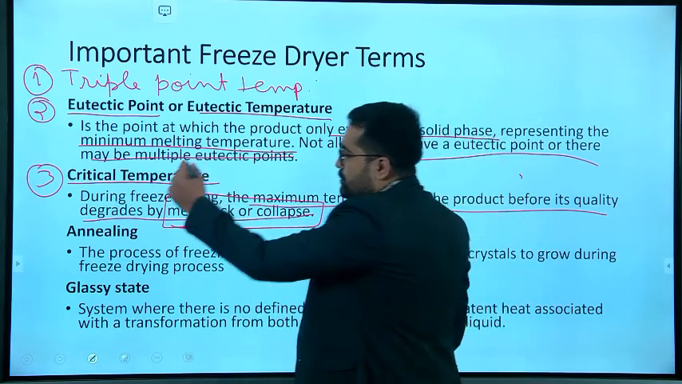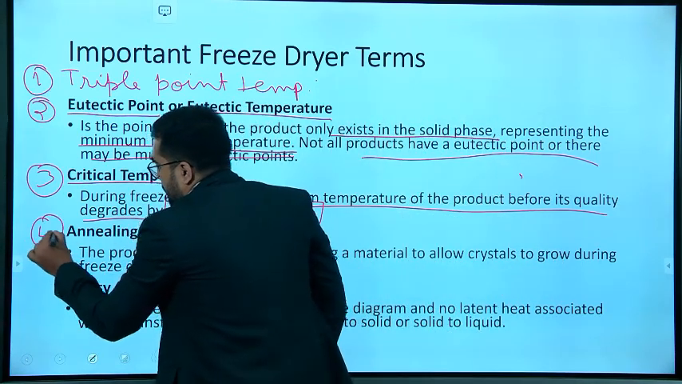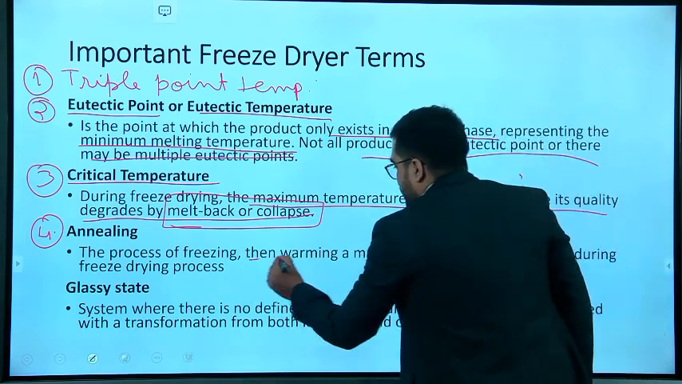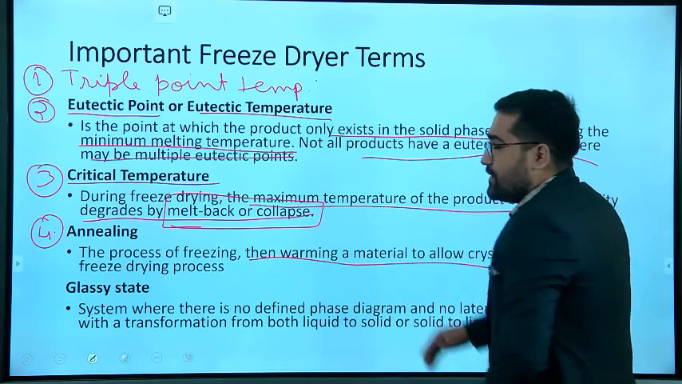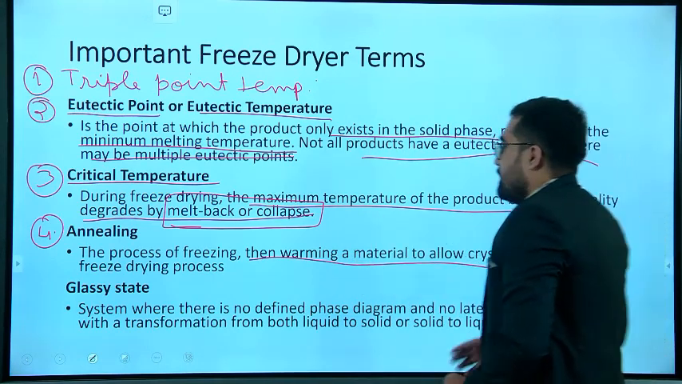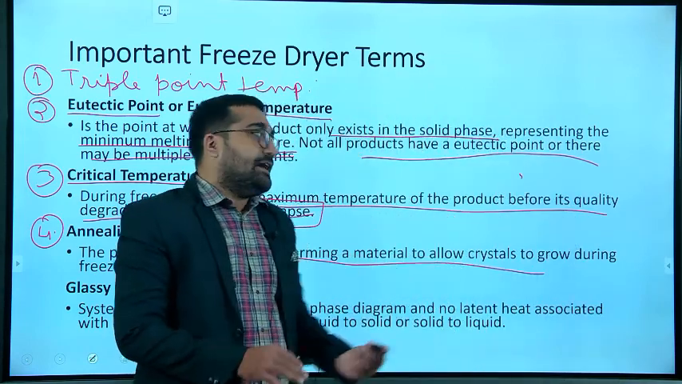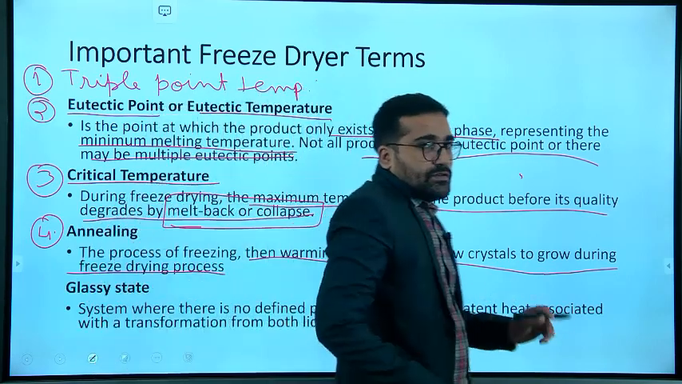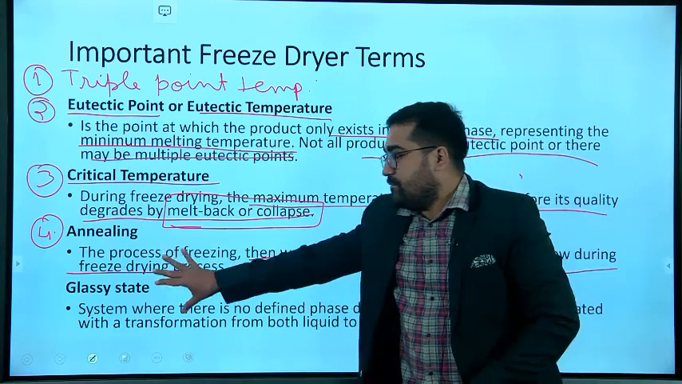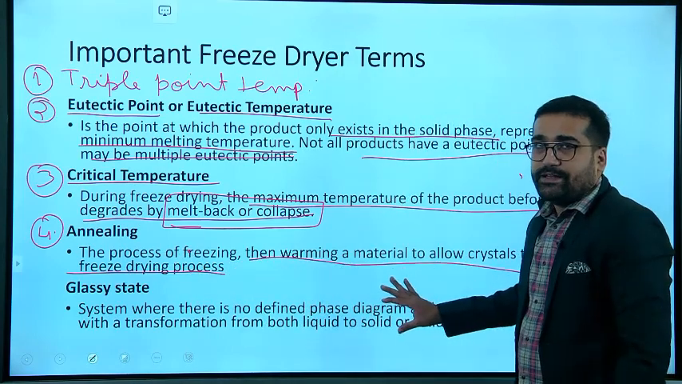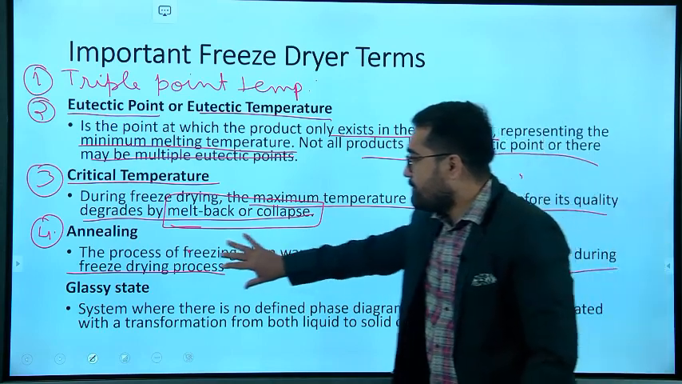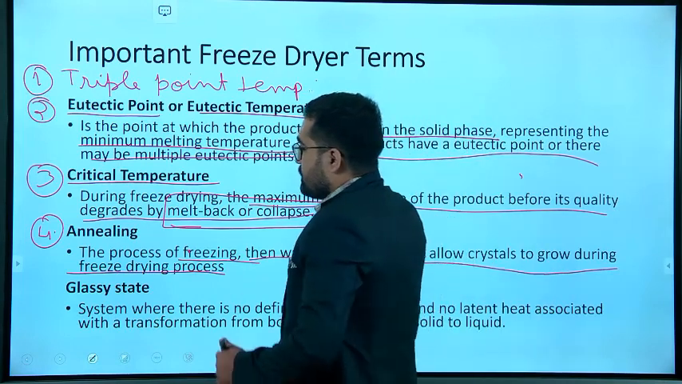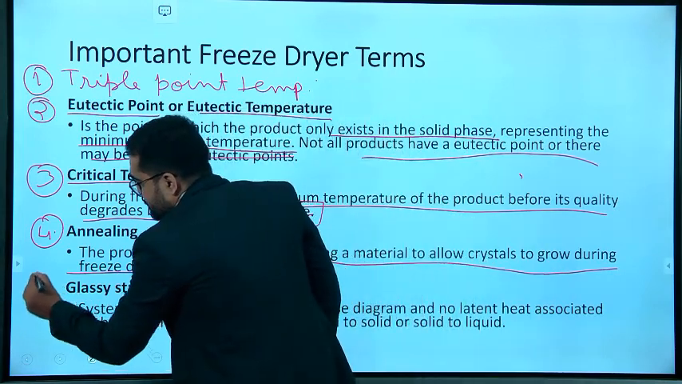Next comes annealing. I used the term annealing in my previous slide. So, annealing is a process in the freezing where after freezing we will warm the material and allow the crystals to grow larger. So, here what we do, we freeze the product, then we warm the material. So, what will happen when we do annealing? It will allow the crystals to grow larger. So, next is glassy state, which we use after this.